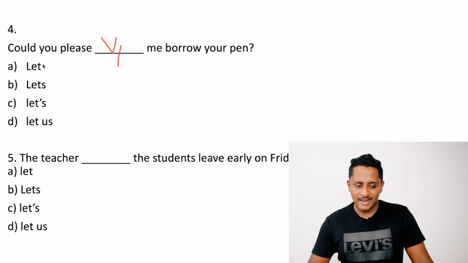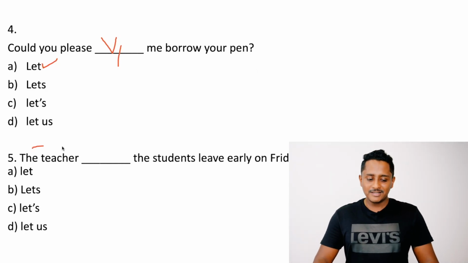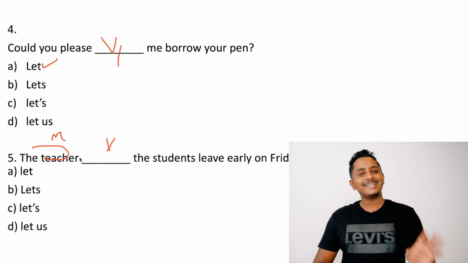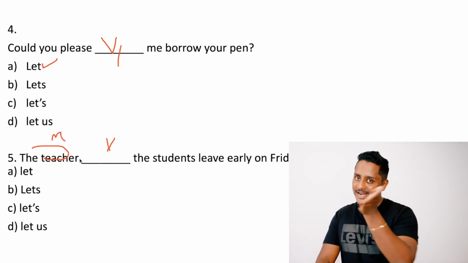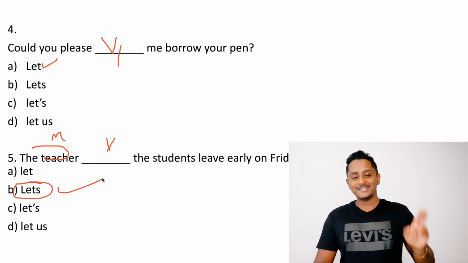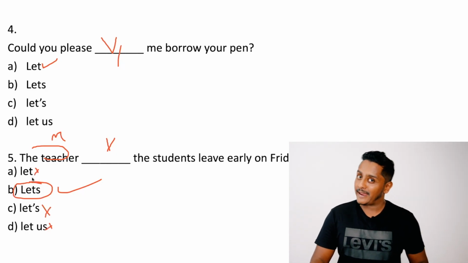So, could you please let me borrow your pen? That's another grammar shortcut rule. The teacher is a noun, so a verb has to come. Teacher is third person singular. The teacher eats something. The teacher lets someone. Lets is the correct answer. Hope you are getting it. So the fourth is let, and the fifth is B, lets, not these two or even A.